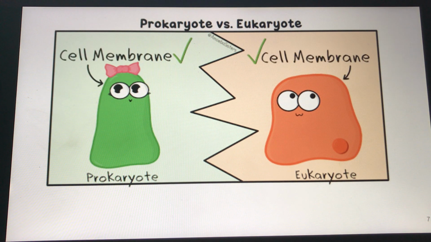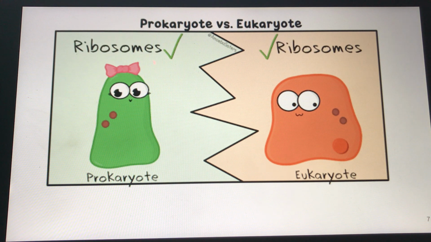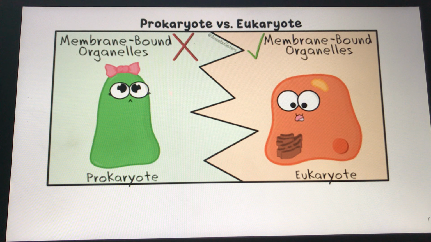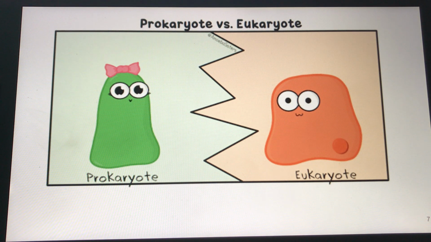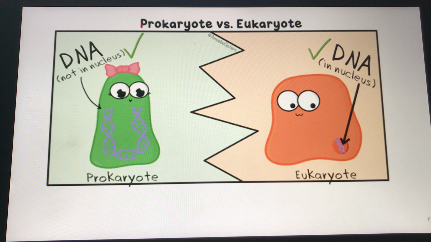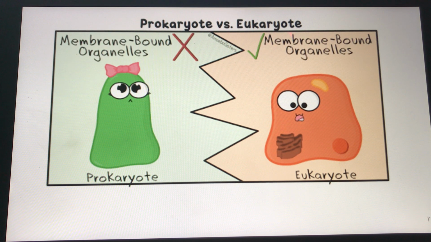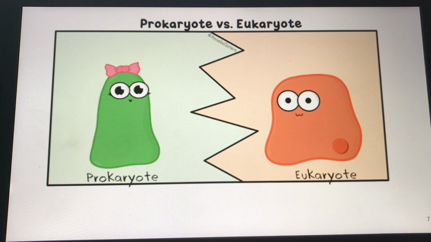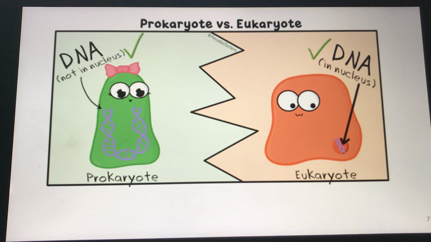So if we compare a prokaryote to a eukaryote, we just said that a prokaryote has a membrane. It has DNA but not in a nucleus. It has ribosomes. But note here it has no membrane-bound organelles, whereas eukaryotes do. And that is the difference really between a pro and a eukaryote. Pro means before nucleus. Eu means true nucleus. But the other difference is here, very important. Eukaryotes have membrane-bound organelles. So they are a little bit more advanced than prokaryotes.